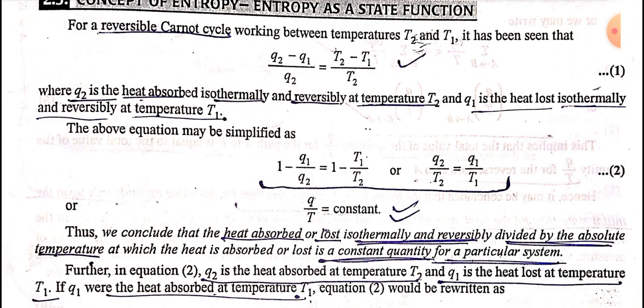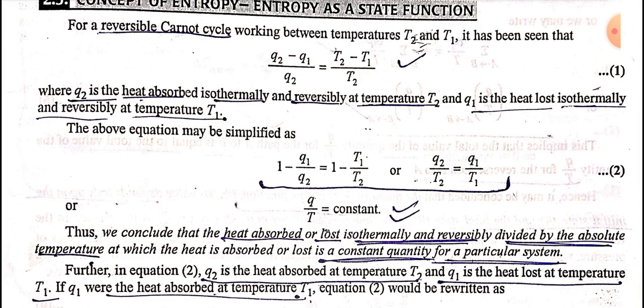Concept of entropy. Entropy is a state function. For a reversible Carnot cycle working between temperatures T2 and T1, it has been seen that Q2 minus Q1 upon Q2 is equal to T2 minus T1 upon T2, where Q2 is the heat absorbed isothermally and reversibly at temperature T2, and Q1 is the heat lost isothermally and reversibly at temperature T1. The above equation may be simplified as 1 minus Q1 by Q2 is equal to 1 minus T1 by T2, or Q2 by T2 is equal to Q1 by T1, or Q by T is equal to constant.